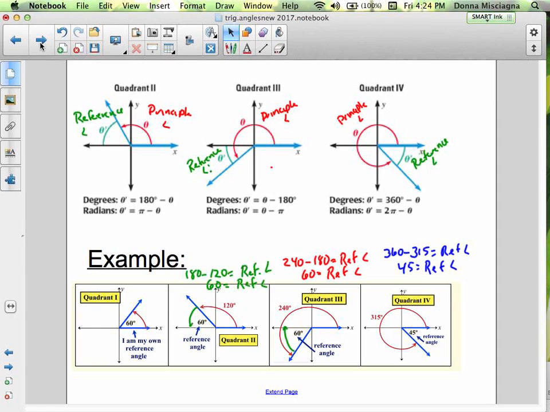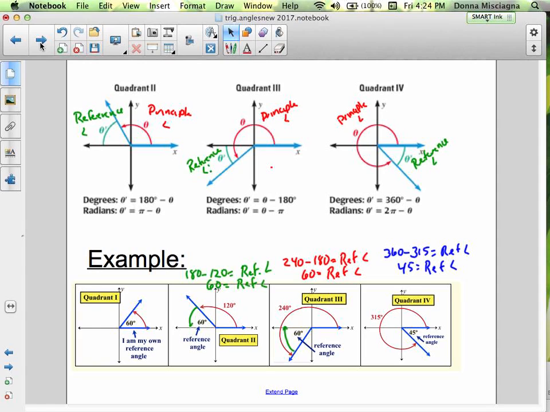Right? So now in quadrant 3, our reference angle plus 180 adds to our principal angle because we've gone more than 180 degrees. So if we subtract 180 or pi from our principal angle, we'll have our reference angle. Now I have an example over here. It's the 240-degree angle. So 240 is more than 180, and if I subtract 180, I'll have my reference angle. So my reference angle in the third quadrant is 60 degrees.